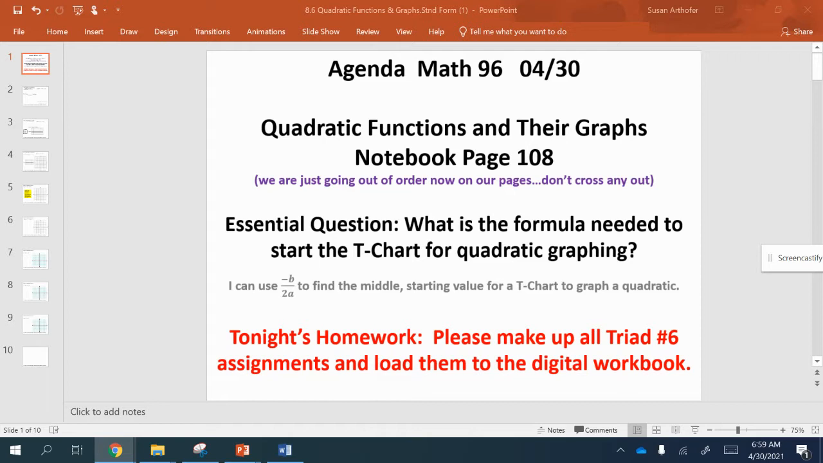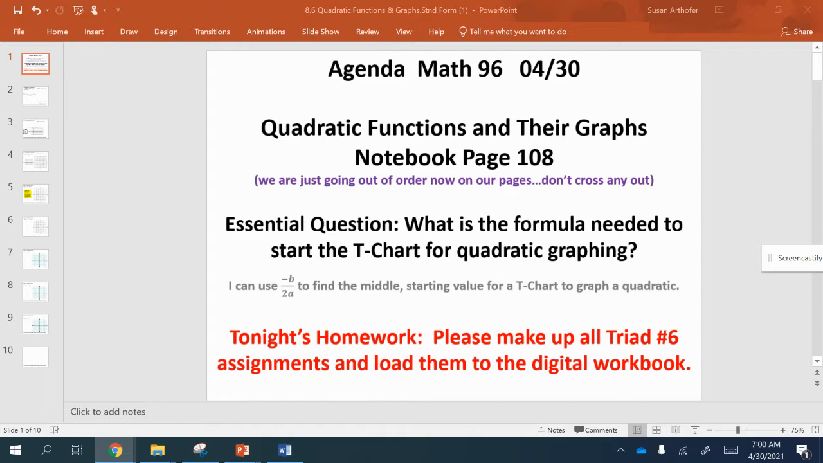Okay, so we're going to go to notebook page 108 for quadratic functions and their graphs. And we are just going out of order now on our pages, so don't cross any out. I just want to skip ahead to page 108, and then we're going to come back to some of the other pages, okay?